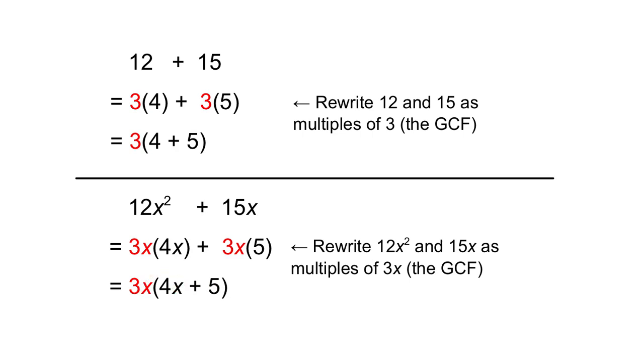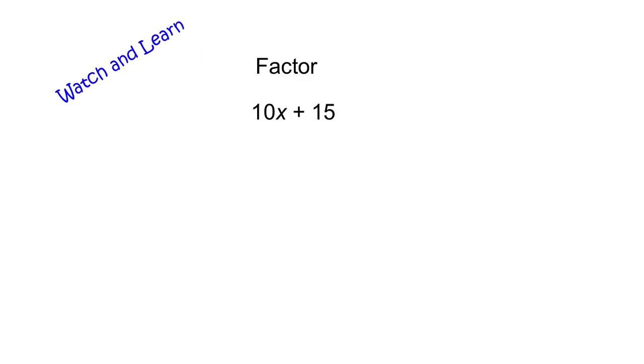So I'm hoping that you can see this pattern where we're finding the greatest common factor of our terms, regardless of whether they have x's or not, and we're rewriting the whole expression as a product of factors. The first factor is the greatest common factor, and in the brackets is the other factor, and it's made up of what you have to multiply the greatest common factor by to get the original statement above. So I'm going to show you that with this example. I'm going to factor this expression, 10x plus 15.